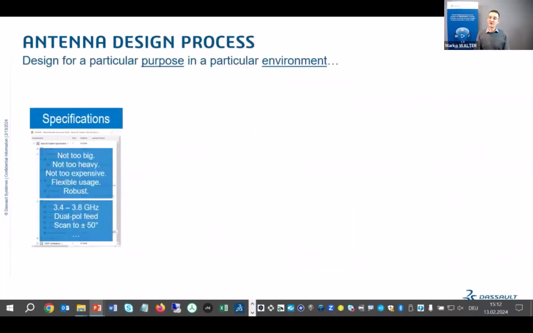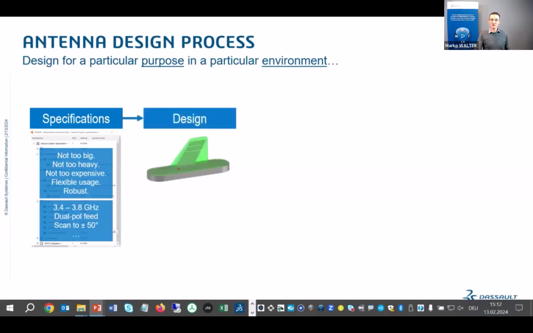Now, we spoke of the design process, and you can roughly describe it something like this. You start off with specifications. Something must be a certain size, a certain weight. It should have a certain cost and be used for a number of applications. It has to have certain characteristics in terms of performance, so frequency range, polarization, scanning ability, etc. That is turned into a design, which is in itself a complex iterative process, and that's probably the heart of most of the talks that we're talking about today.